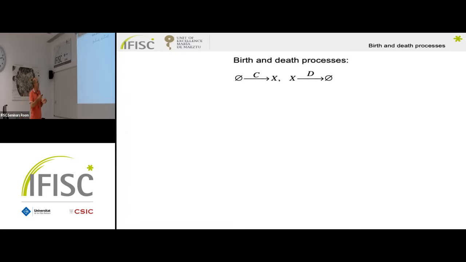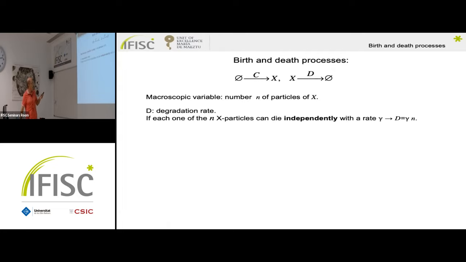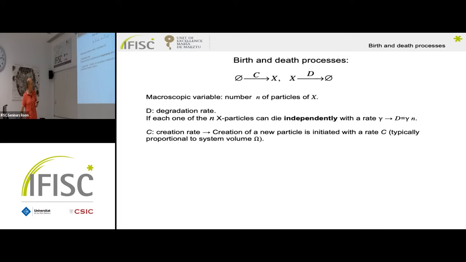First, the basic birth and death process. Something is born and dies. You can give many interpretations: a protein that is born in a cell and then dies, or a person that is born and dies, whatever interpretation you want. We fix on the number of particles, which we call little x. We have a degradation rate. If each of the particles dies independently with rate gamma, the total rate of decay is simply gamma times the number of particles alive.